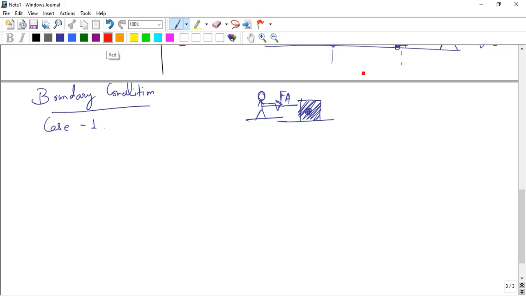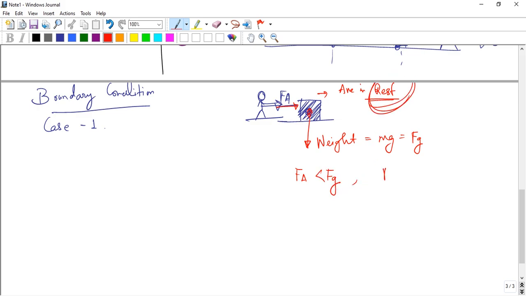Why does the object not displace? Because the object is at rest. In class 9 physics, you know that if a force is applied and there is another force downwards, it is called weight. Weight is also a force, mg, the gravitational force Fg, in the downward direction. If the applied force is less than Fg, the body is at rest. If the applied force is greater than Fg, the body is in motion. That is class 9 physics, you know that.